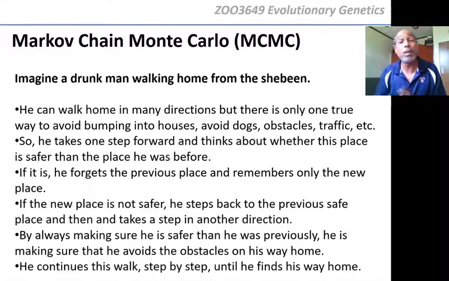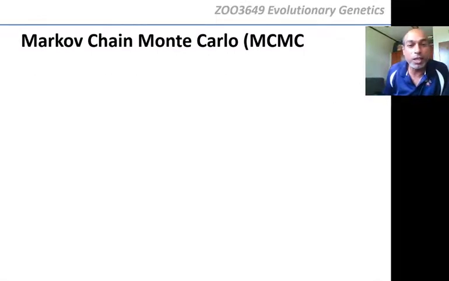Like the drunk man from the Shebeen, unsure where his home is, he takes one step. If he continues to feel safer and safer on the next step and the next, then at step two he must feel safer than he felt in step one. If he feels the same safety, he doesn't take that step and remains in step one. Each step, he has to feel safer, in other words getting closer and closer to his home. And if he's not getting closer, he goes back to where he started from. That is what the Markov chain actually does.